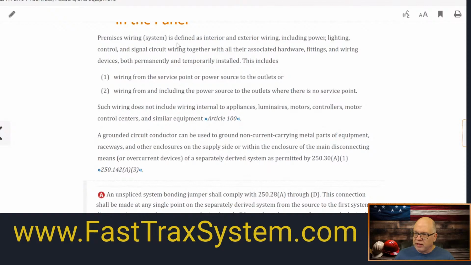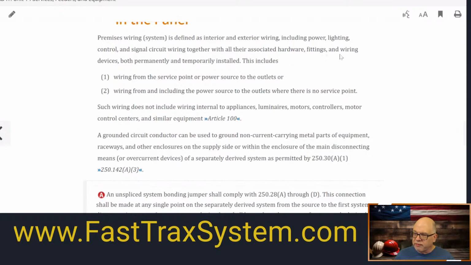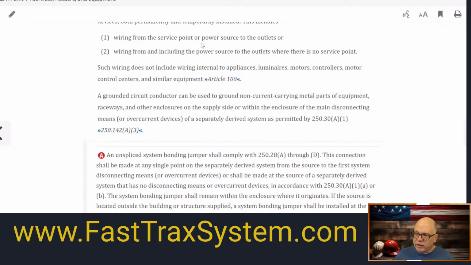So premise wiring is defined as interior exterior wiring, including power, lighting, control, and signal, together with their associated hardware, fittings, and wiring devices, both permanent and temporarily installed. This includes wire from the service point or power source to outlets, or wiring from and including the power source to the outlets where there is no service point. Such wiring does not include wiring internal to apparatus, luminaires, motors, controls, motor control centers, and similar.